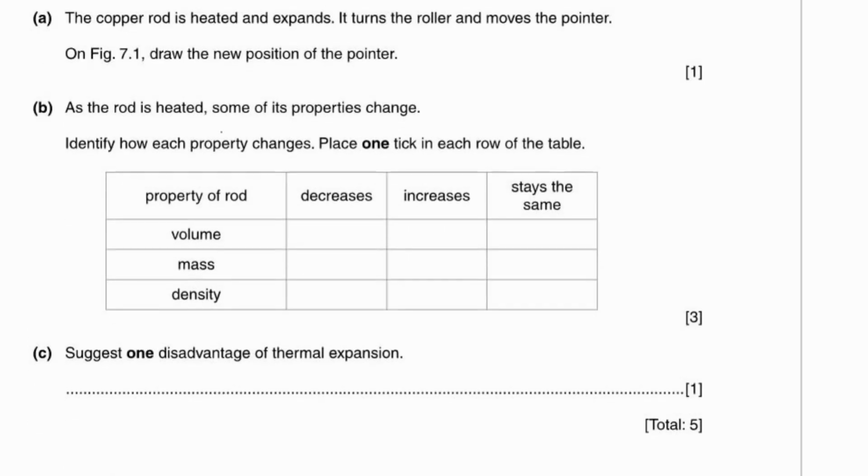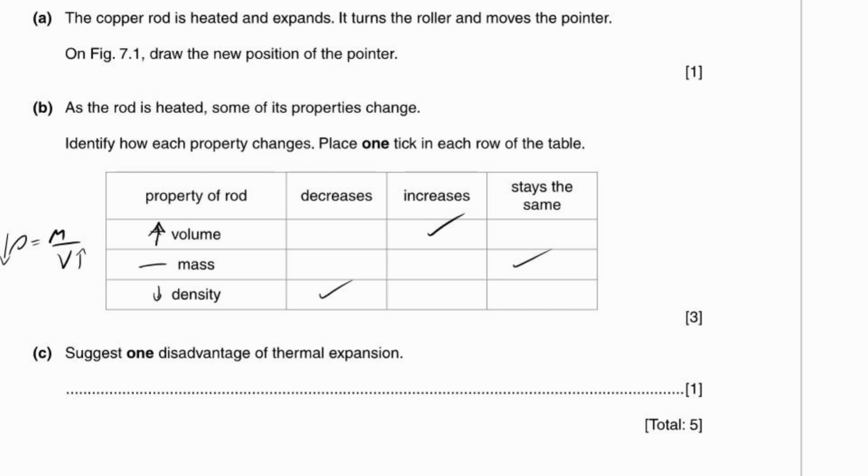Right, the property of the rod. Well, the volume, here we go, the volume's going to increase, and that's because all the particles move further apart. Now we've got mass and density. Mass isn't going to change, it doesn't change at all. And density, well, density equals mass over volume. I know that the volume is getting bigger, which means the density will get smaller. So this one will decrease. Let's write that in. So the volume increases, mass stays the same, and density decreases.